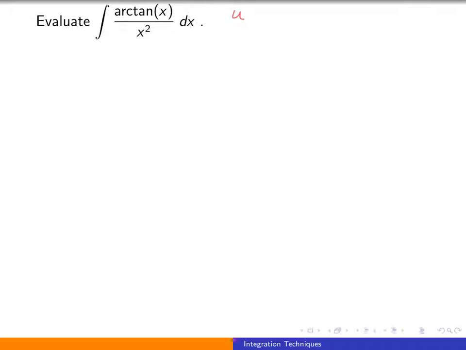So when we try integration by parts, we need to come up with a choice of u and dv. And recall, whatever we choose to play the role of dv needs to be something that we can easily anti-differentiate. So in this case, we have the choice between arctangent and 1 over x squared. And 1 over x squared is the function that we can easily anti-differentiate. Its antiderivative is minus 1 over x. So u would be arctangent, and du would be 1 over x squared plus 1 dx.